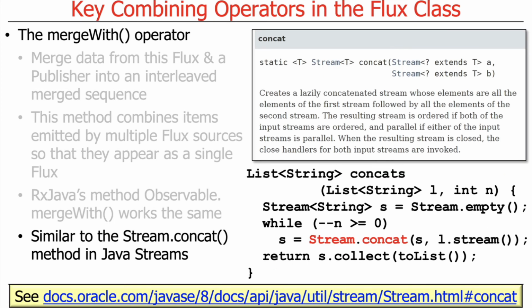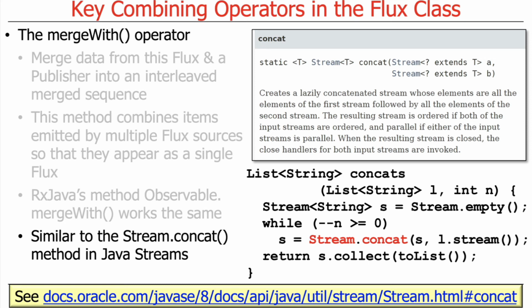These methods are similar to Java streams concat. It has a concat operation. This is a very simple, fun example where we're going to write ourselves a little helper method that takes a list of strings and an int n, and it's going to return a concatenated list of strings. The way it's going to do that is by using a stream. And check this out, this is actually really clever. We say Stream.empty, so we make ourselves an empty stream. Then we loop through the values of n, subtracting 1 each time until we hit 0.